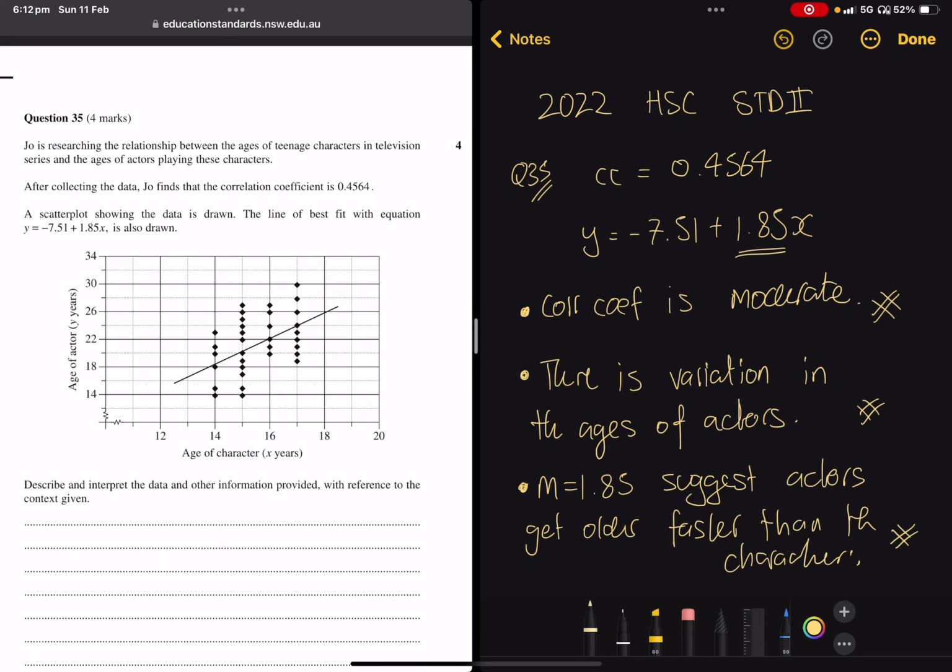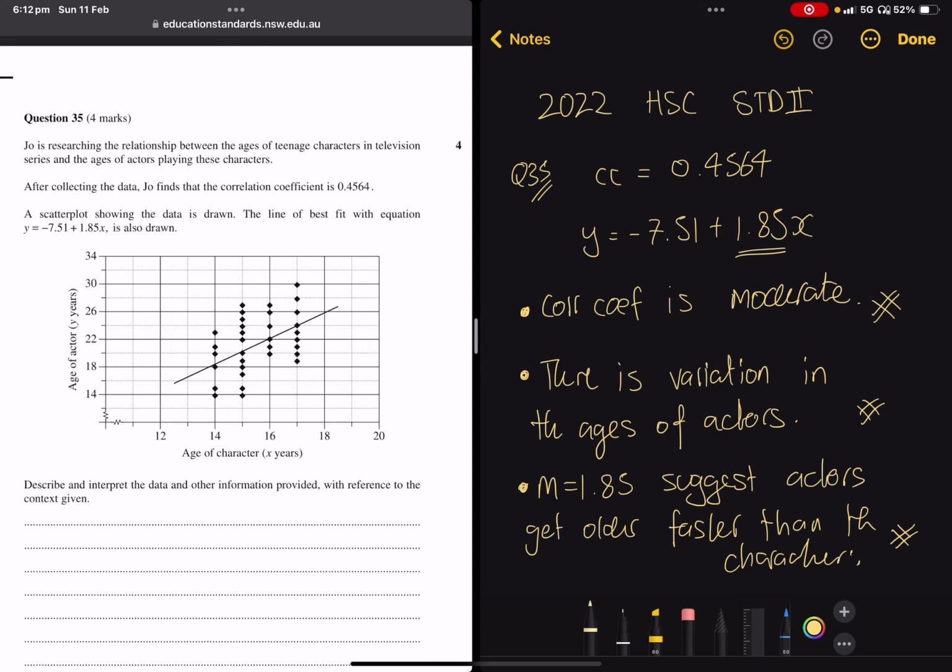So if you've got, let's say, an 18-year-old playing someone 14, you would expect someone who is almost 20 to be playing someone 15, right? Because the slope is about 2. So these are 3 notable observations, and you can make a bunch of small additional observations.